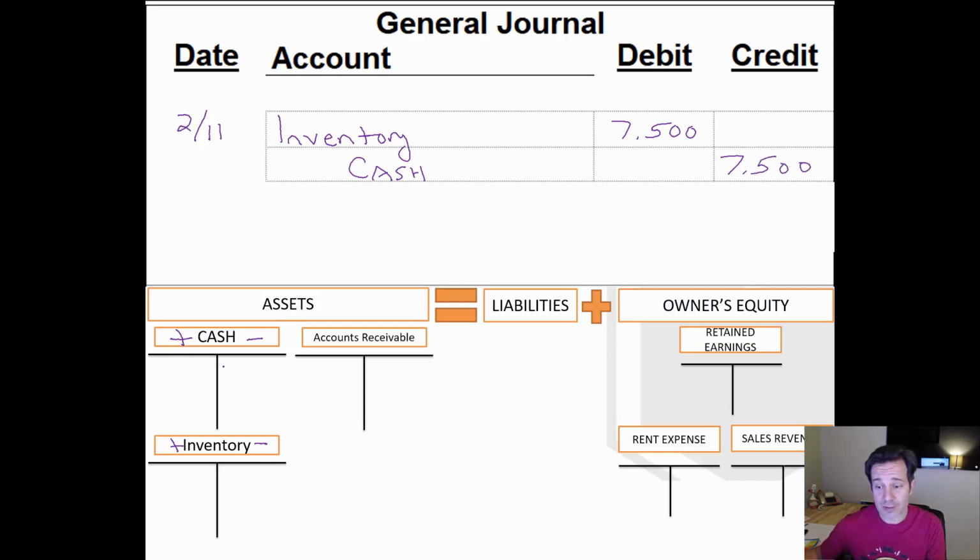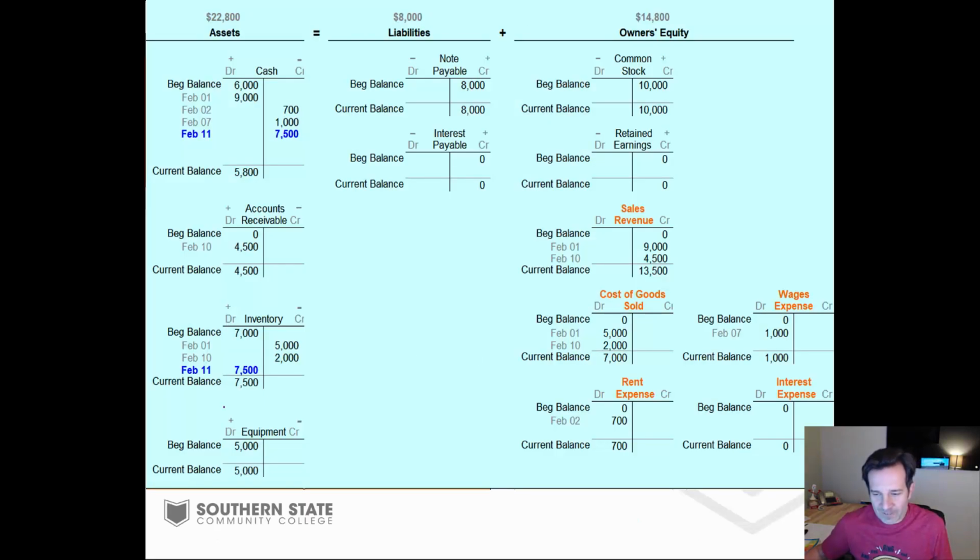And we'll post it to the ledger accounts. $7,500. Just like that. And again, to reiterate, when we post it from our journal over to the ledger, it keeps the exact same format. If we debit inventory, when we post it, we debit inventory down there too. We don't flip it. Now we have a total of $7,500 in inventory. And now we're down to $5,800 in our cash account.